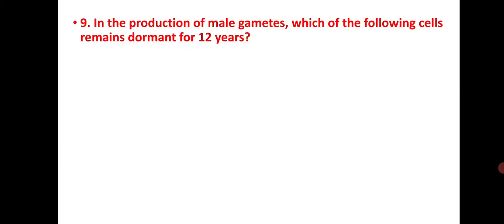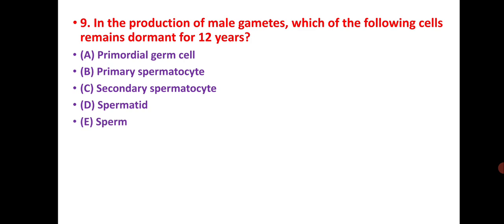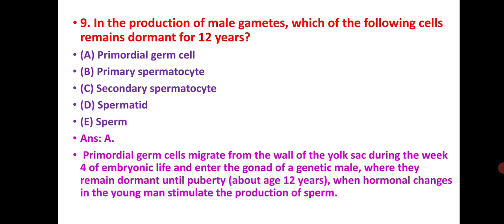Ninth question: in the production of male gametes, which of the following cells remain dormant for 12 years? Primordial germ cells, primary spermatocytes, secondary spermatocyte, spermatid, sperm. The answer will be A, that is primordial germ cells.